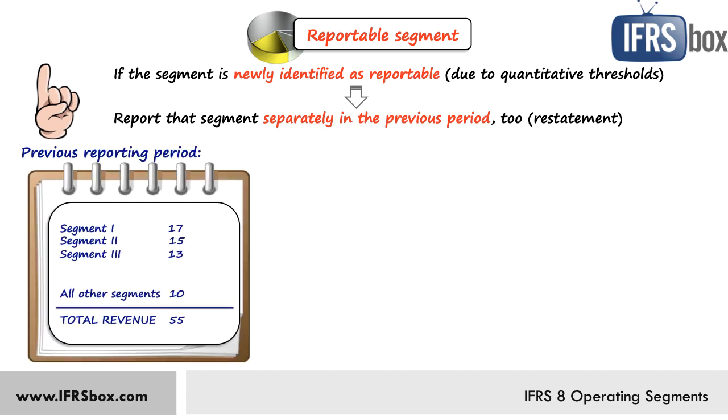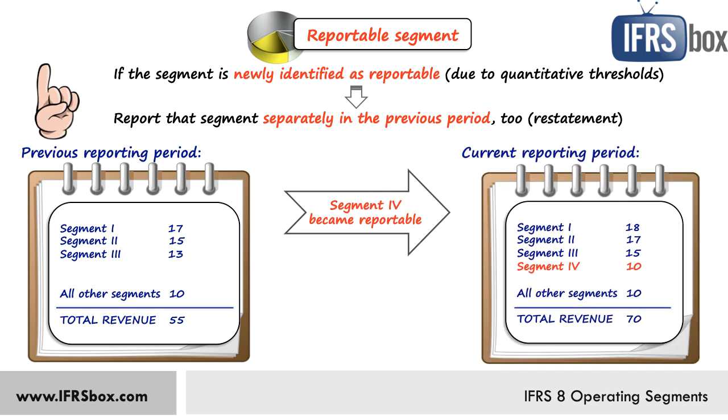So let me illustrate a bit. In the previous reporting periods, 3 segments were reported separately, and all other activities were grouped under the heading all other segments. So total revenue was 55. So we don't have the full profit or loss statement here, just the revenues. Now, in the current reporting period, managers tested quantitative thresholds again and found out that segment number 4 became reportable. So as you can see, in the current reporting period, 4 segments are reported separately and everything else is under all other segments. Total revenues are 70.